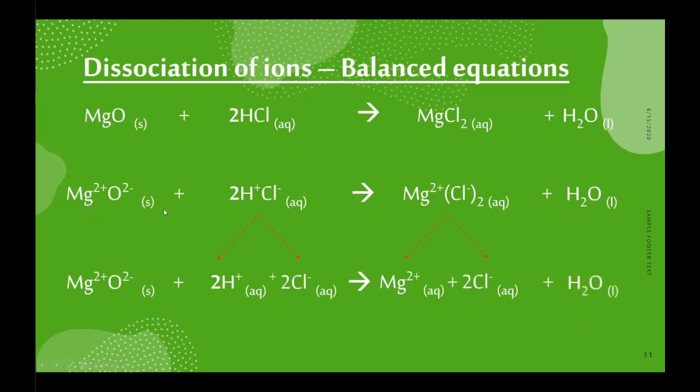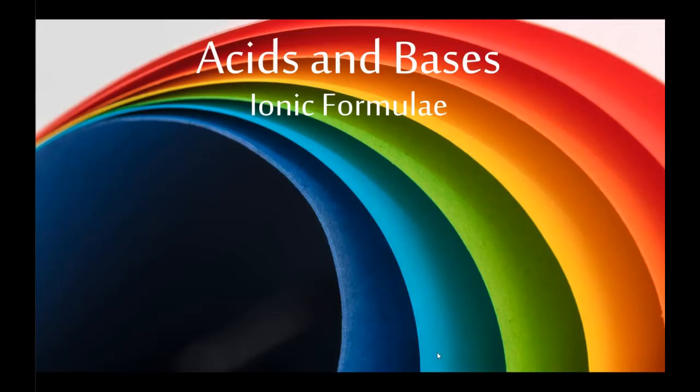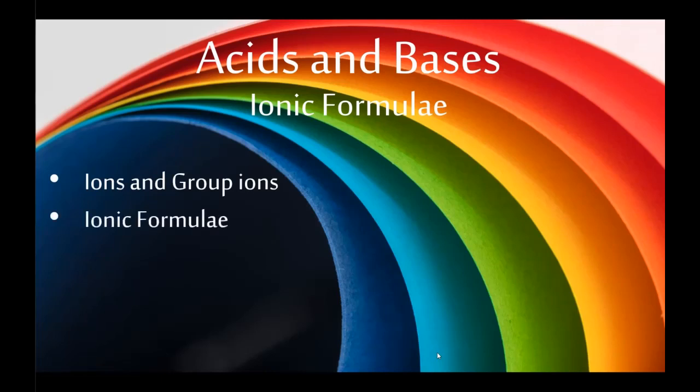So this is just practicing dissociating ions from a balanced equation. It follows the same rules as we've done before, but hopefully now recognizing that we can only dissociate something that's aqueous and in solution. So by the end of this video, hopefully you should be able to explain how atoms become ions and be able to recognize group ions using page 8 in your data book. You should be able to write ionic formulae for ionic compounds. And you should be able to dissociate ions either from a formula or from formulae that are part of a balanced equation.